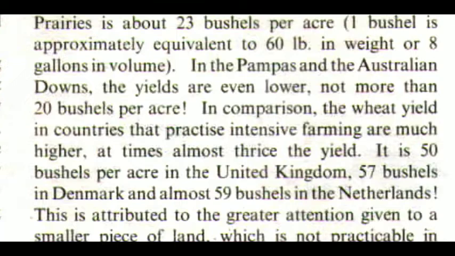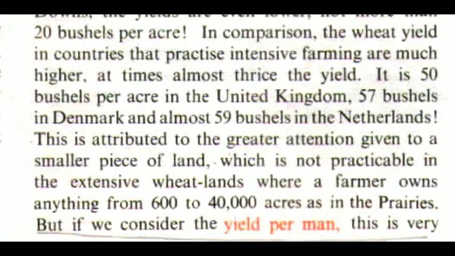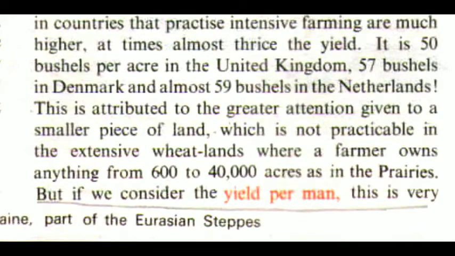In comparison, the wheat yield in countries that practice intensive farming is much higher, at times almost thrice the yield. It is 50 bushels per acre in the United Kingdom, 57 bushels in Denmark, and almost 59 bushels in the Netherlands. This is attributed to the greater attention given to a smaller piece of land, which is not practicable in the extensive wheat lands where a farmer owns anything from 600 to 40,000 acres, as in the prairies.